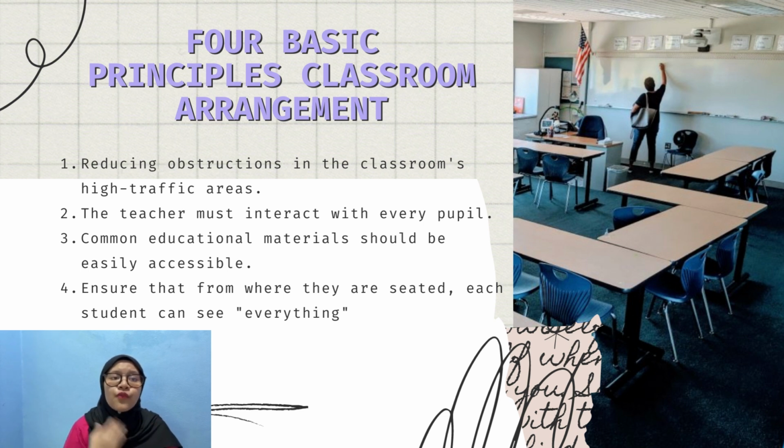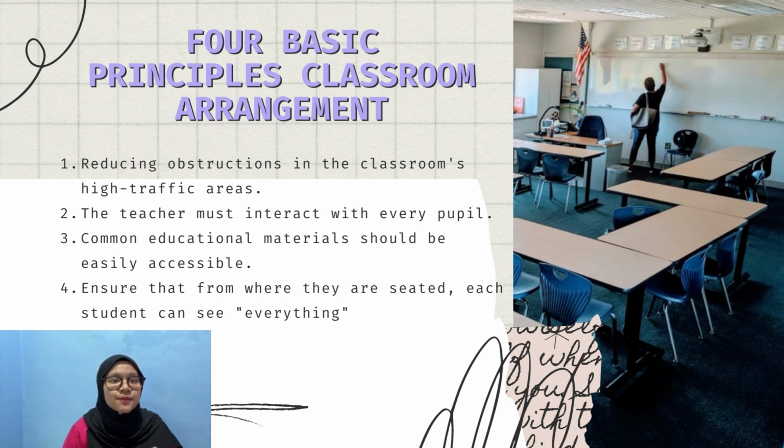Now, I will tell 4 basic principles of classroom arrangement. First, reducing obstruction in the classroom's high traffic areas. Group areas, bookshelf, pencil sharpeners, cubes, closet, computer workstation, and teacher desk are high traffic areas. This location can cause disruption in the classroom. To reduce this congestion is to isolate the location and facilitate access for all students.